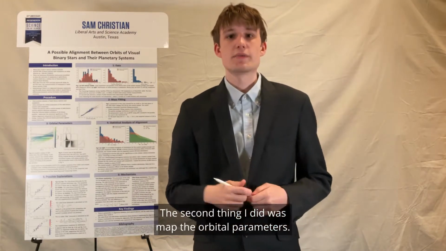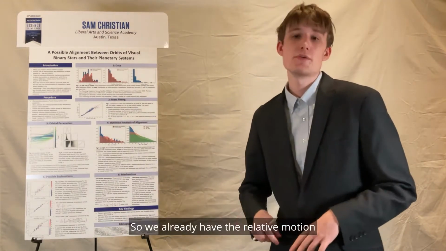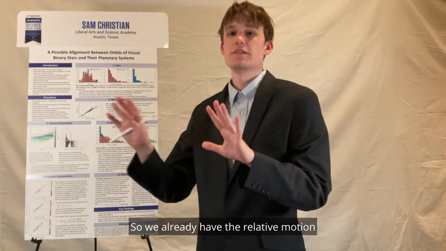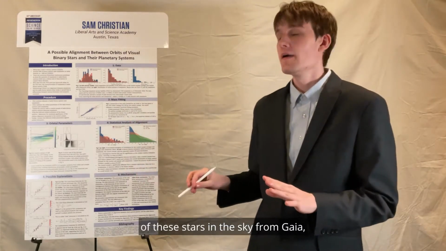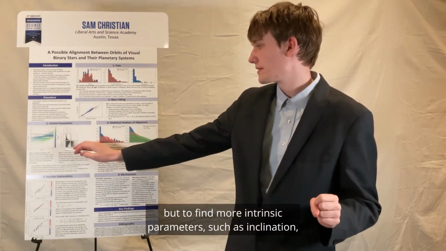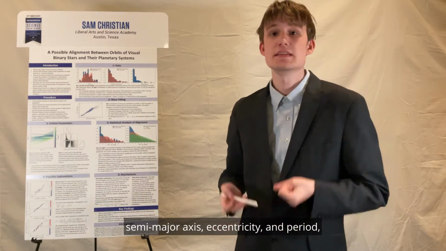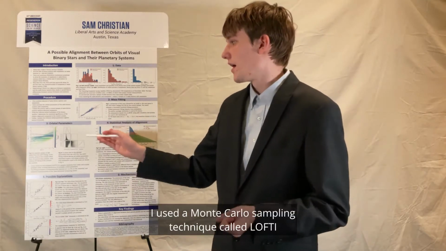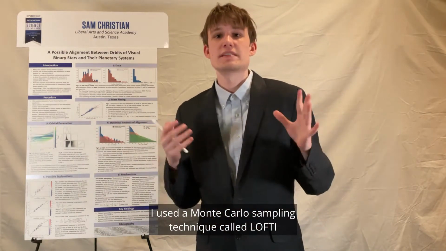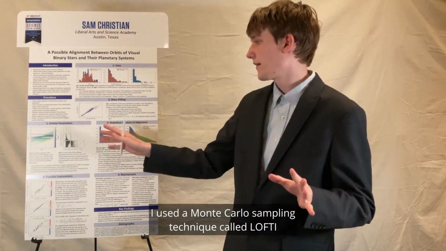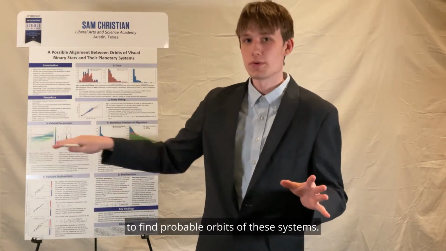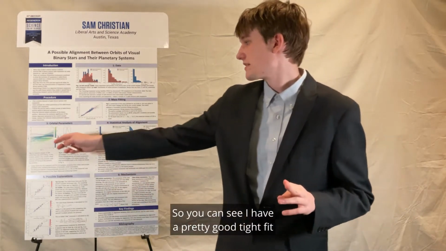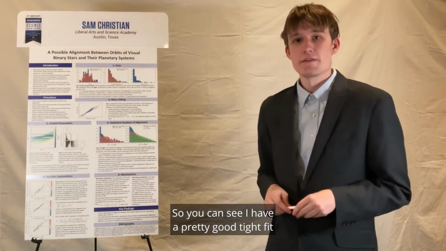The second thing I did was map the orbital parameters. So we already have the relative motion of these stars in the sky from Gaia, but to find more intrinsic parameters, such as inclination, semi-major axis, eccentricity, and period, I used a Monte Carlo sampling technique called LOFTI to find probable orbits of these systems. So as you can see, I have a pretty good, tight fit from these systems.